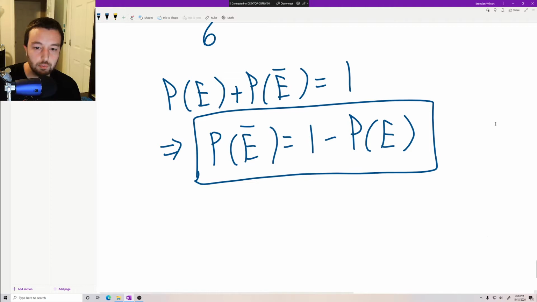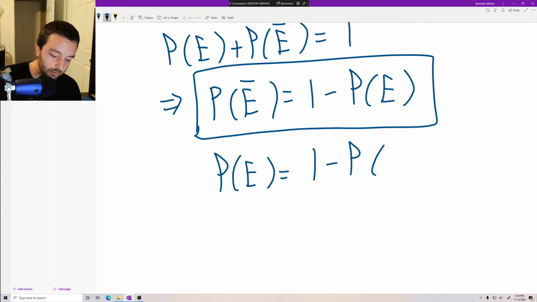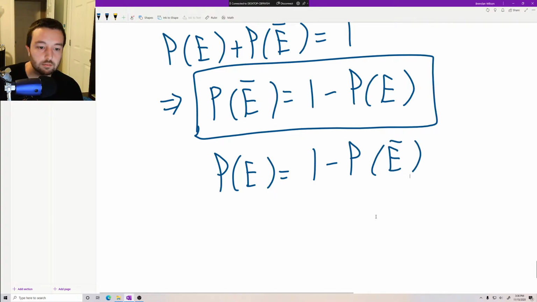If we know the probability of something, then we can easily find the probability of its complement by doing 1 minus that thing. And you could flip this the other way too if you wanted to. The probability of E is 1 minus the probability of E complement. It doesn't really matter which of these you use because they're the same thing. You just might have to do more algebra if you do it one way.